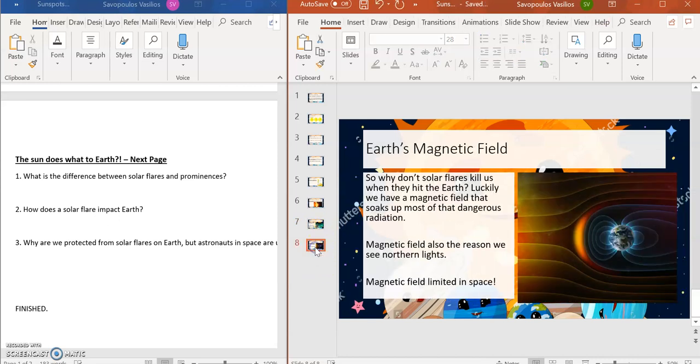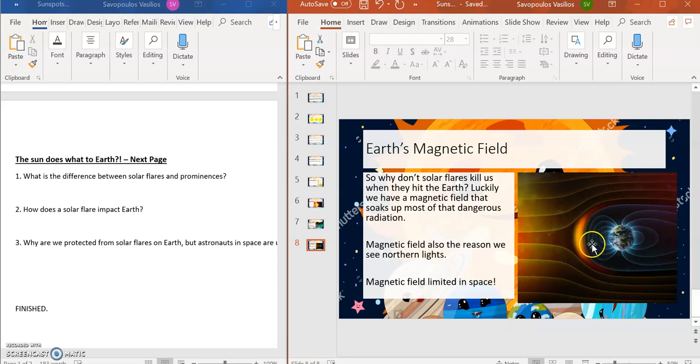All right, here we go. So why are we protected from solar flares on Earth, but astronauts in space are not? And it has to do with Earth's magnetic field. Right? So solar flares don't kill us when we're here on Earth because we have a magnetic field and it soaks up that radiation. So as you can see here in the picture, we have a little bit of a magnetic field that extends out into space, and then the solar flares kind of hit it and it protects us and it goes around us, right? Kind of soaks it up, if you will.